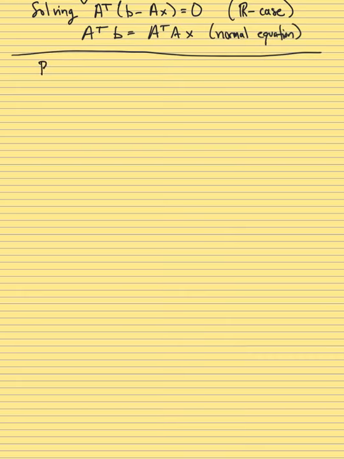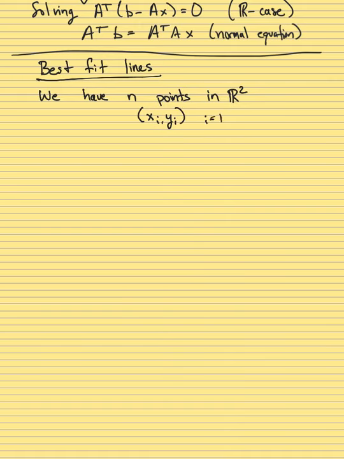Let's do an application of this to find best fit lines. The idea here is we have n points in, say, R2, which I'll write as (xi, yi), from i equals 1 to n. What we want is a line y equals ax plus b that is the best approximation to these points. So what does this mean?